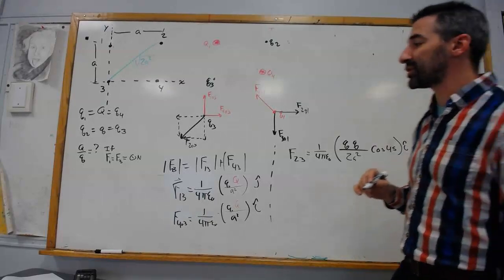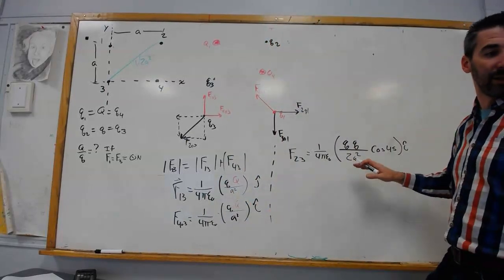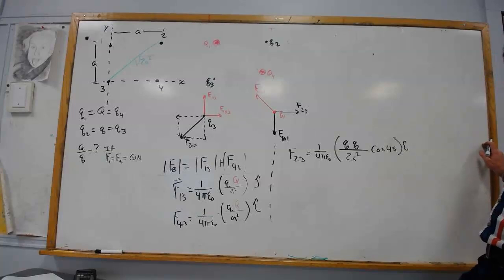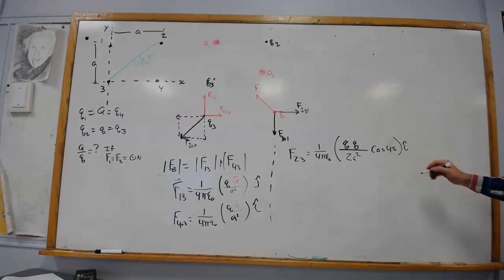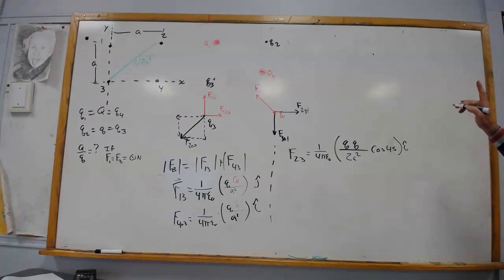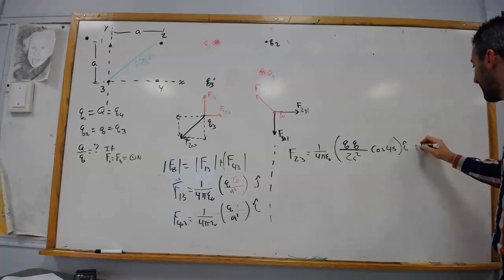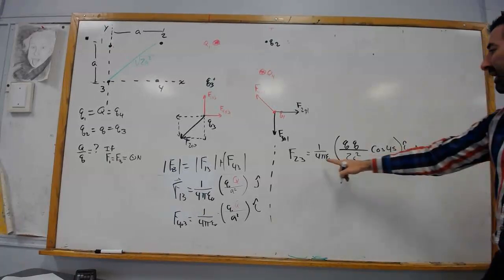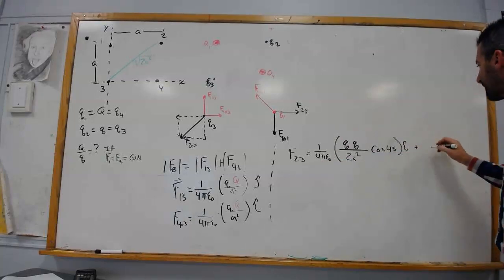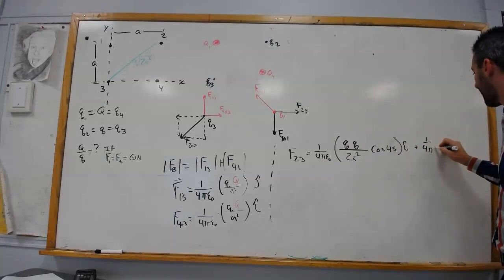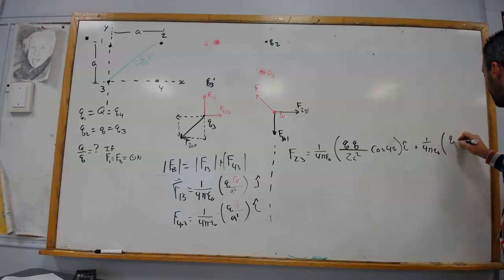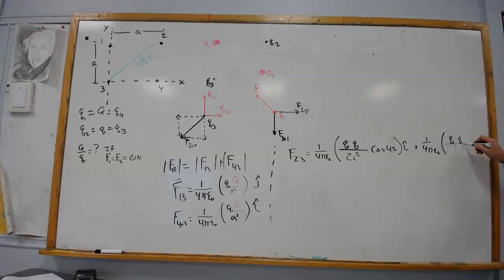In the i hat direction. And then we can clearly see from symmetry, you can't see me over on the board over here. I'm going to do the same thing. Actually, I'll come back to that in the end. I'm going to say plus 1 over 4 pi epsilon 0 times Q1, get rid of the Q1 and Q2, Q over 2a squared times the sine of 45 in the j hat direction.